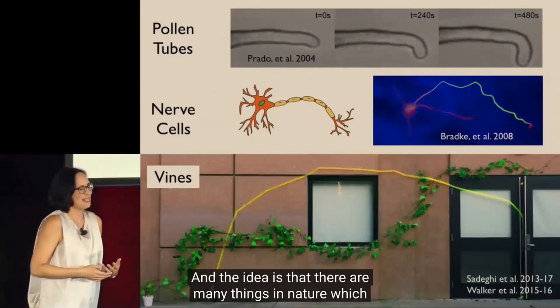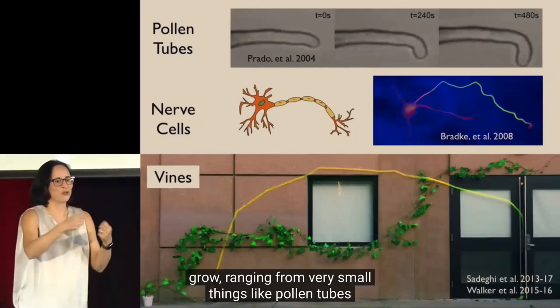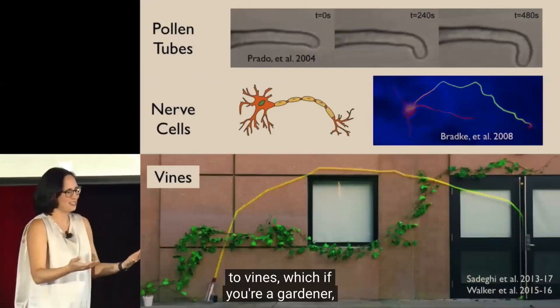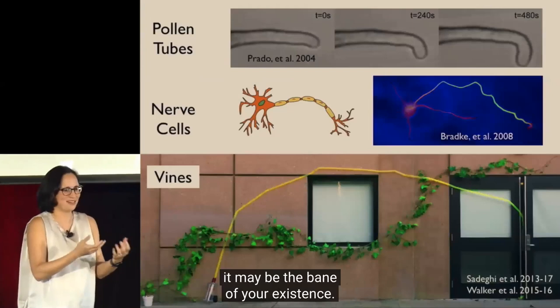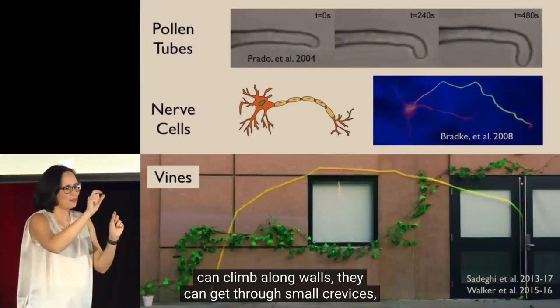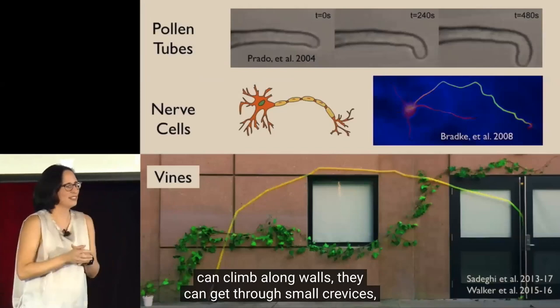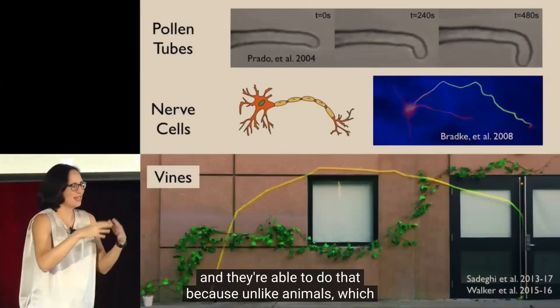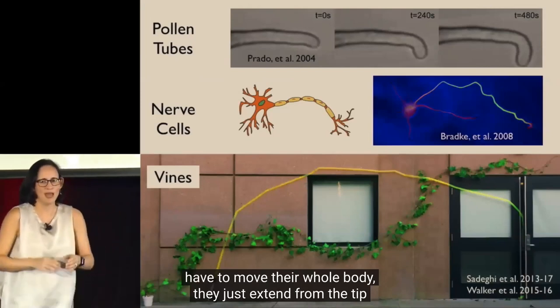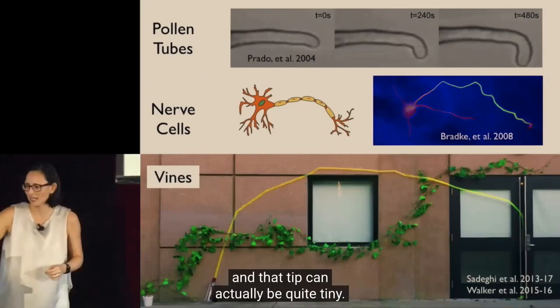And the idea is that there are many things in nature which grow, ranging from very small things like pollen tubes to vines, which if you're a gardener, may be the bane of your existence. But for us, vines are really cool because they can climb along walls, they can get through small crevices, and they're able to do that because unlike animals, which have to move their whole body, they just extend from the tip, and that tip can actually be quite tiny.